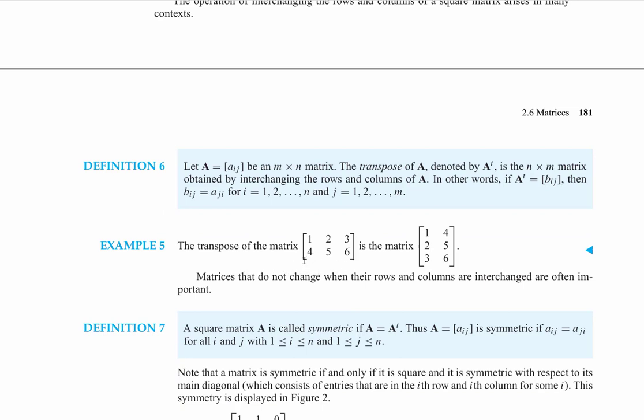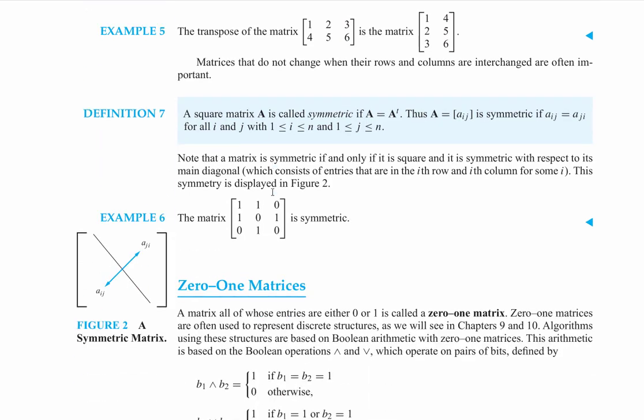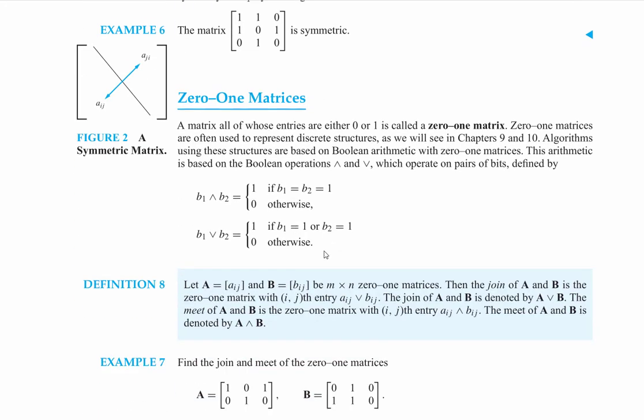Here's another example of a transpose. And so the transpose of this 2 by 3 matrix is this 3 by 2 matrix. So this first row ends up here. And the second row of the original ends up as the second column of the transpose. Symmetric matrices, 0-1 matrices.